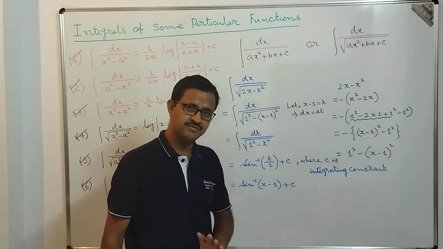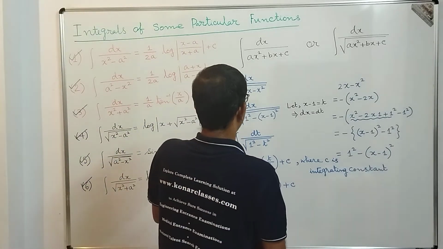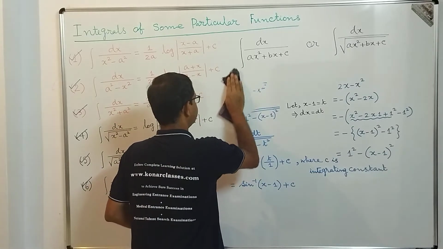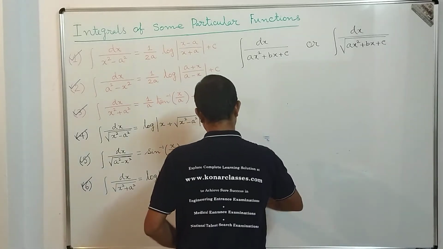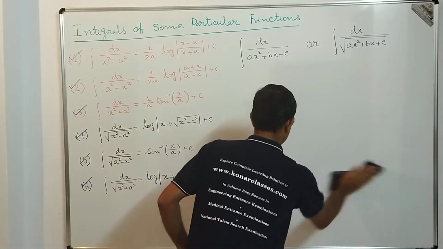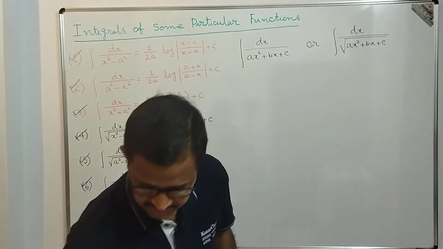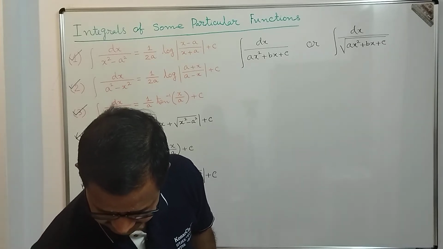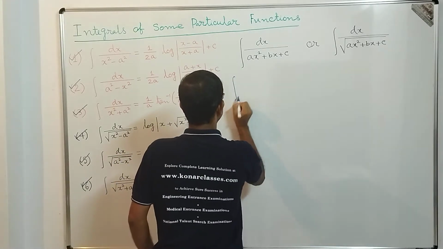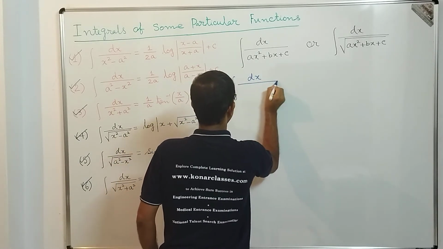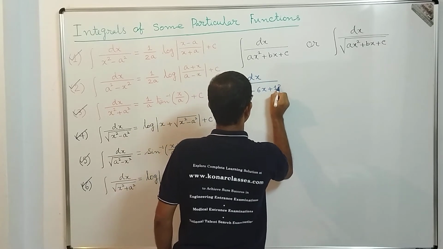The process is very simple, as I discussed earlier. Now let's look into the next question. Let me write it here in this space. The question here is integration dx by x square minus 6x plus 13.